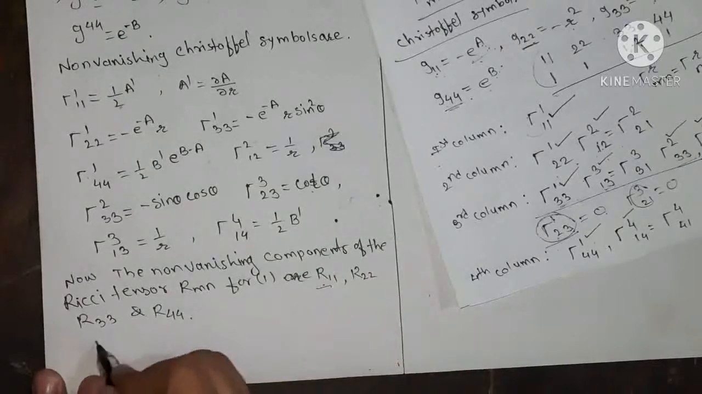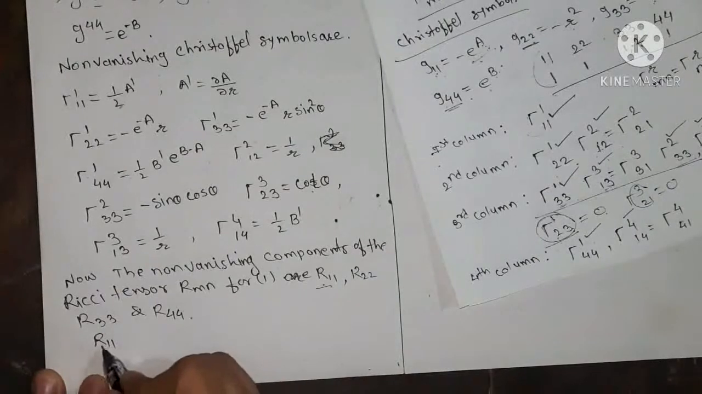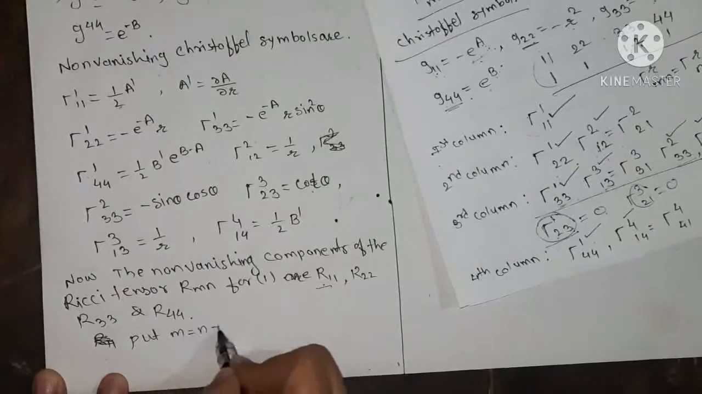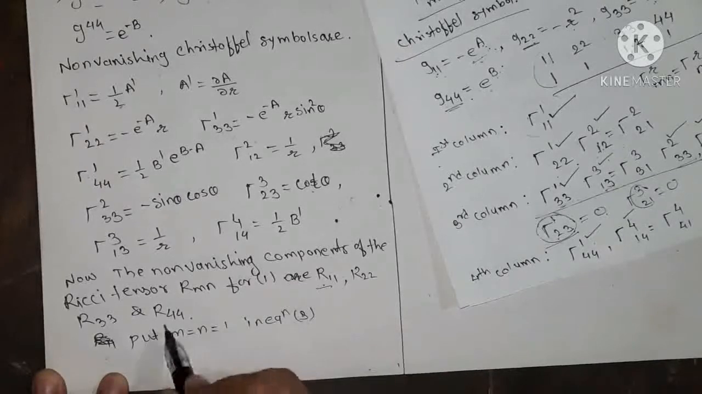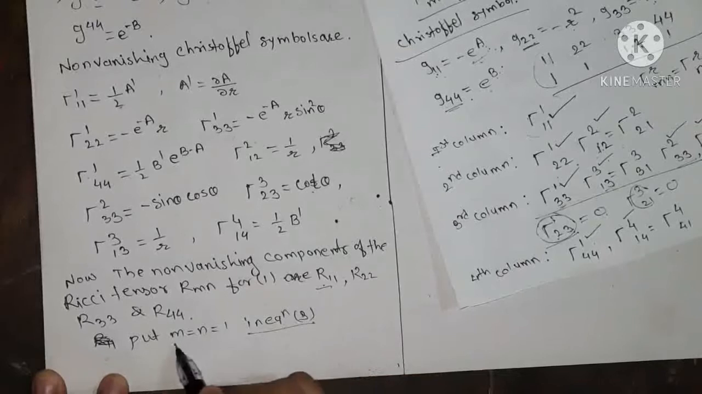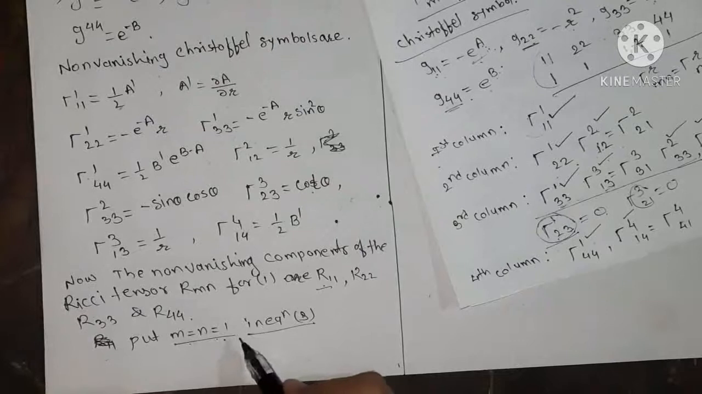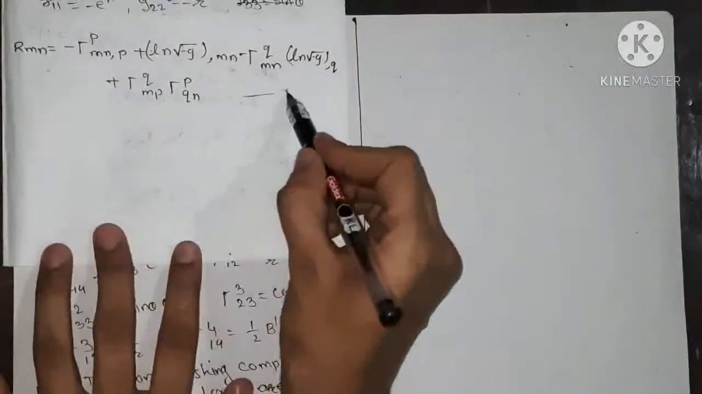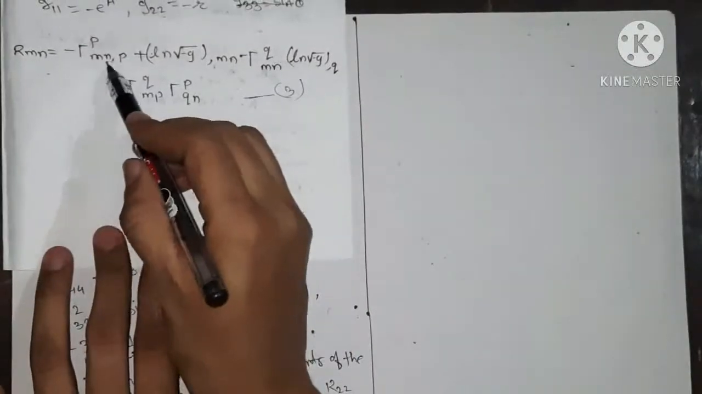So we compute R11, and this R11 is computed by substituting m equals n equals 1 in equation 3, where we write the formula for R_mn. So we put m equals n equals 1 there. So what is the value of that? The value of R_mn in equation 3 is this, and here we put m equals n equals 1, 1.